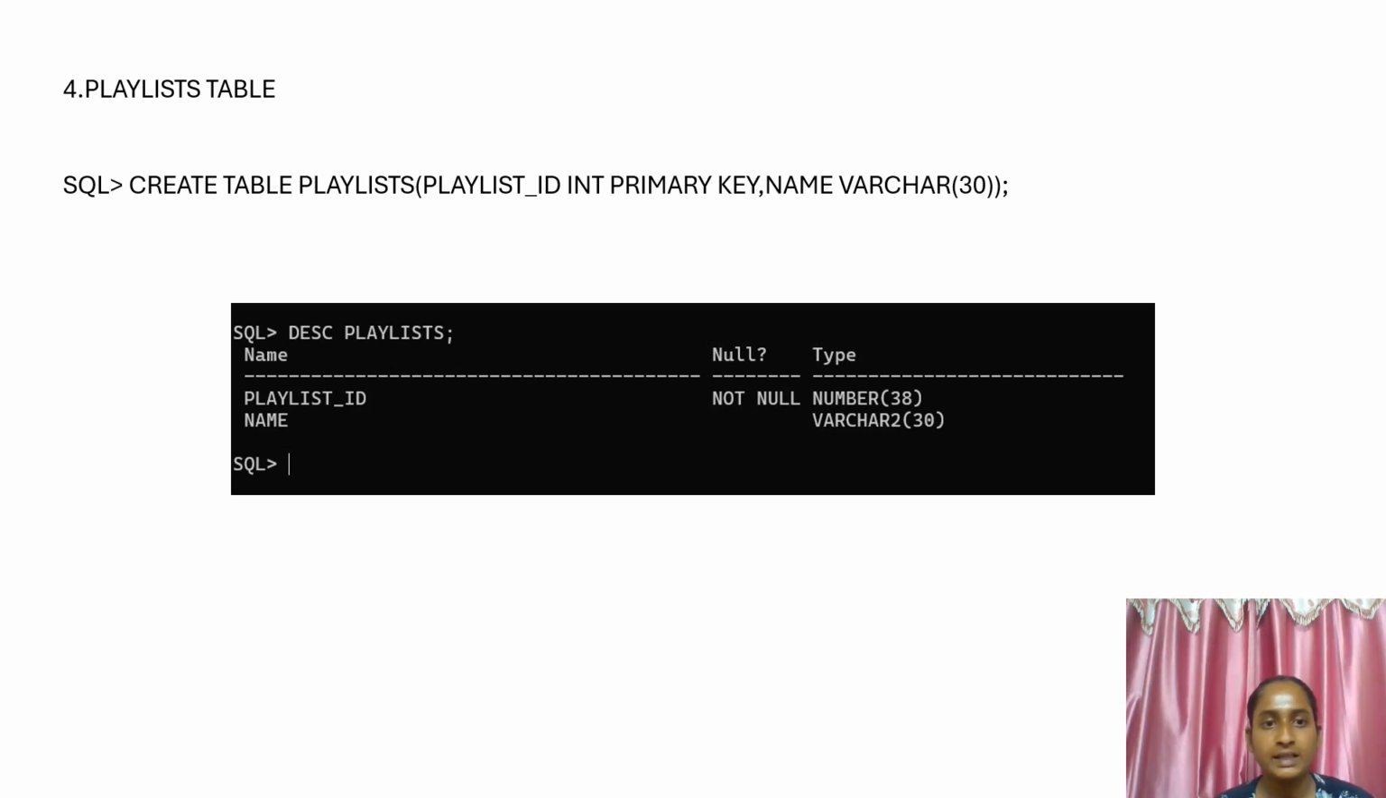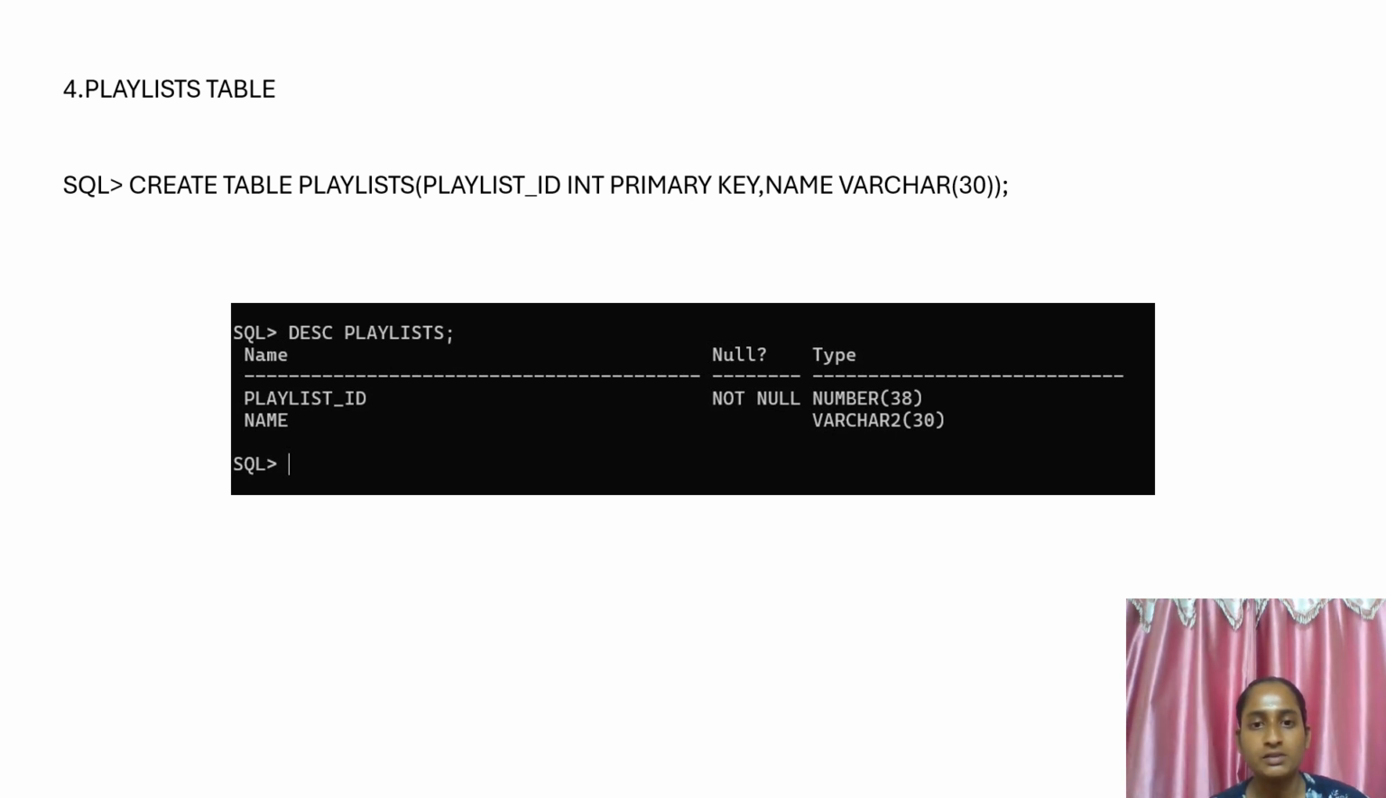Playlist table. Create table playlist: playlist ID int primary key, name varchar of 30. This is the structure of table playlist.